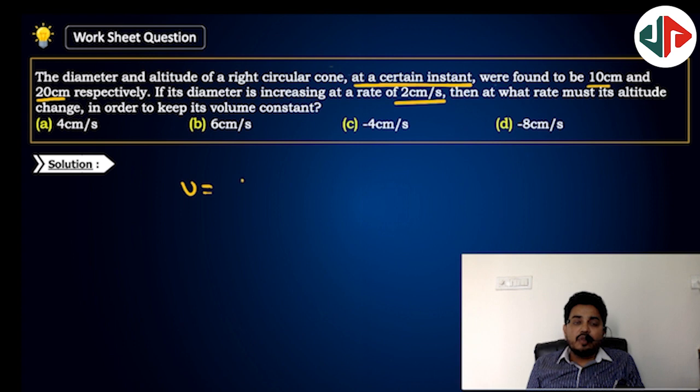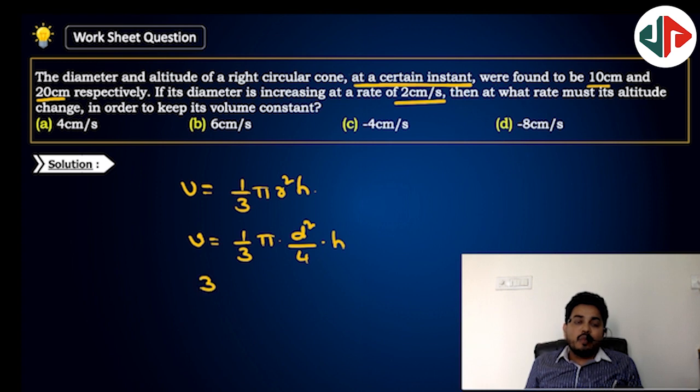V is equal to 1 by 3 pi r square h. But here they said diameter. So V is equal to 1 by 3 pi into (d square by 4) h. So what I can do, okay, these are constants, 12V by pi is equal to d square h.